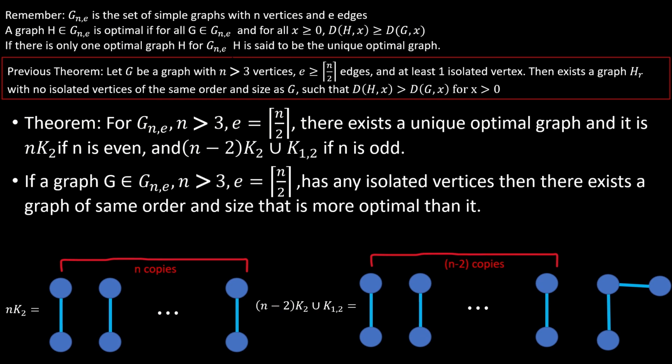This is because, by our previous theorem, if our graph had any isolated vertices and the ceiling of n over 2 edges, then there must be a graph with the same number of edges and vertices that's more optimal than it. So the most optimal graph in this case cannot have isolated vertices. And the only graphs without isolated vertices, with precisely the ceiling of n over 2 edges, are the ones I just described here.